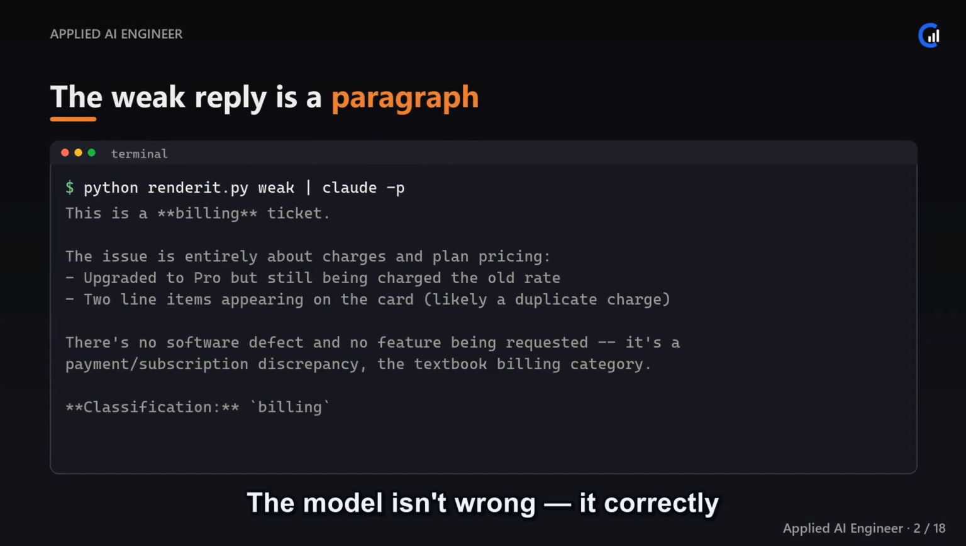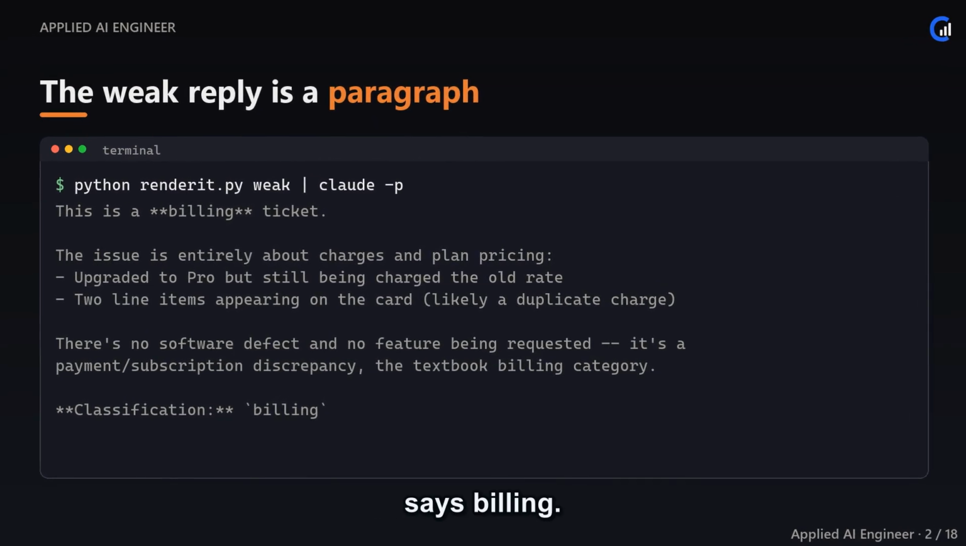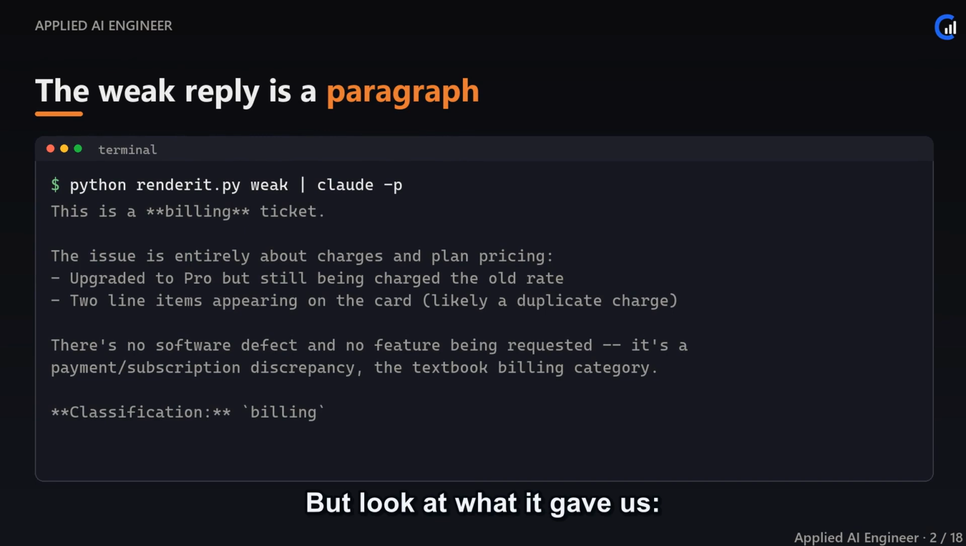The model isn't wrong, it correctly says billing. But look at what it gave us, 3 paragraphs of markdown, bullet points, bold text, and the actual label buried at the very bottom. If your code expected a single word to switch on, this reply just broke it. And run it again, and you will get a slightly different essay each time. It's helpful prose, but it is useless as a programmatic signal.